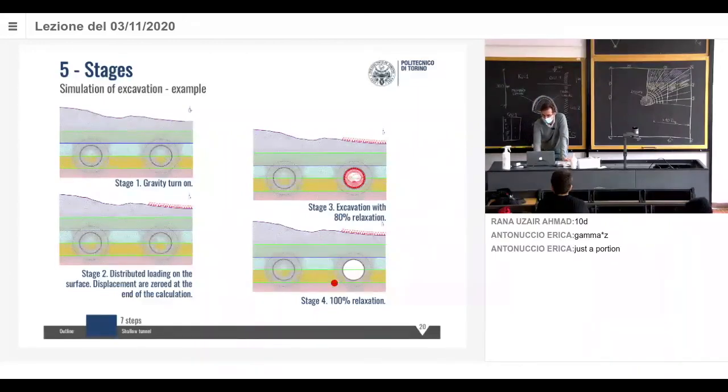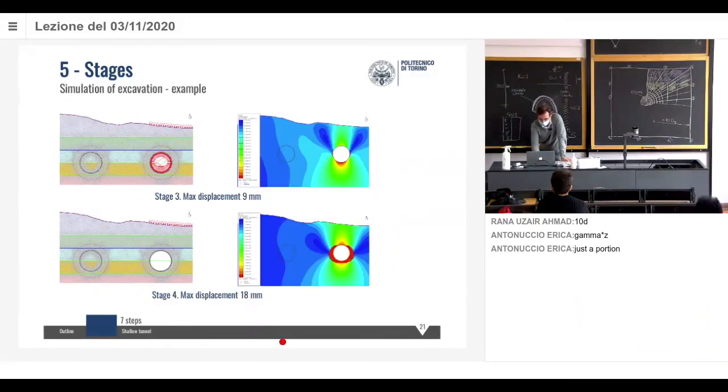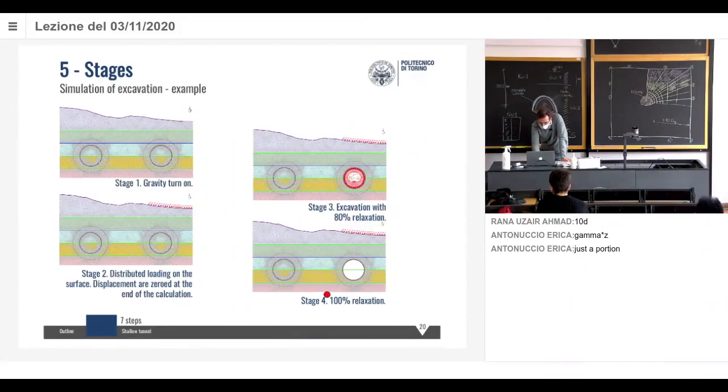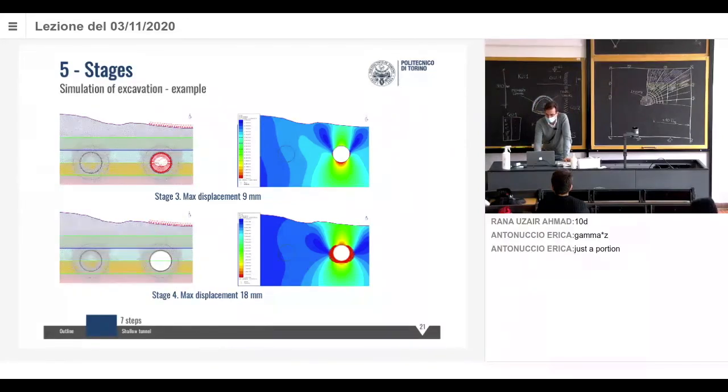Stage 4, finish the excavation, so 100% of relaxation. I don't see if there is a line there. Yeah, there is, sorry. I don't see it very well, but this is 100% relaxation with the lining placed on site, which means that on the lining, we will have 20% of the load, basically. Because we had 80% before that, then we install the lining and we go to 0, and so the lining is going to carry 20% of the load due to the excavation.